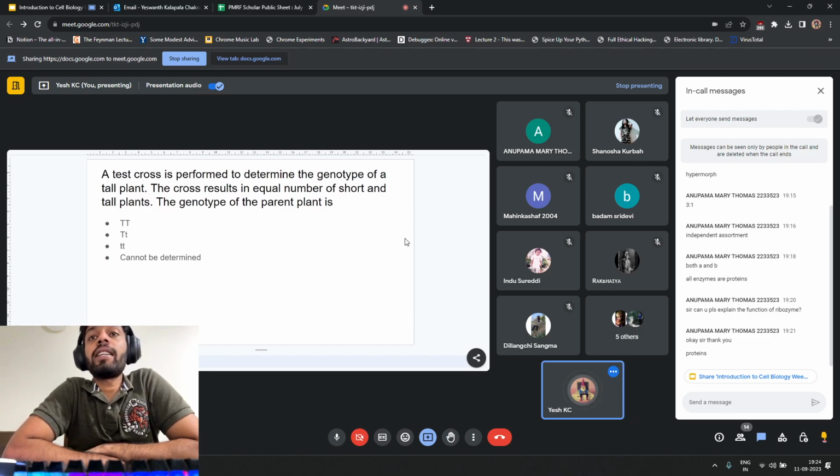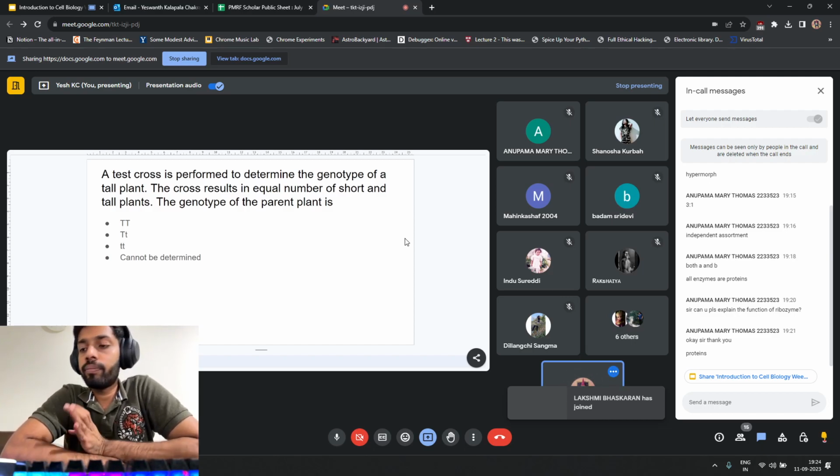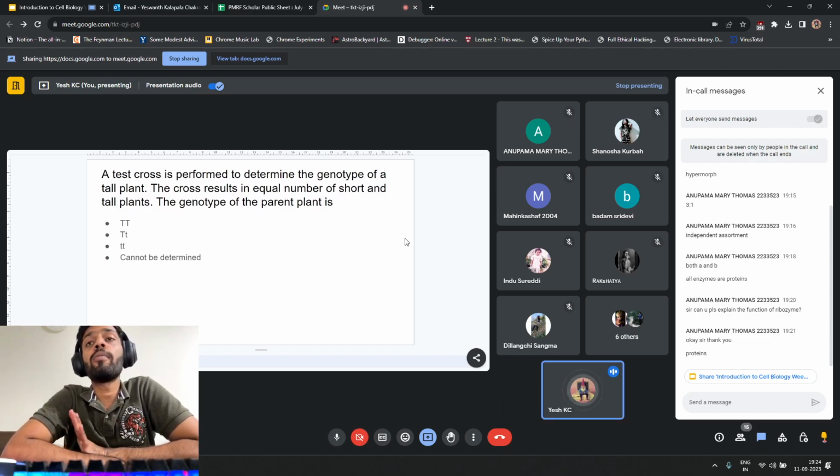How do you perform a test cross? It's very simple. If you have a plant whose genotype you do not know and you want to find out what it is, all you have to do is cross it with the homozygous recessive parent for that particular trait.